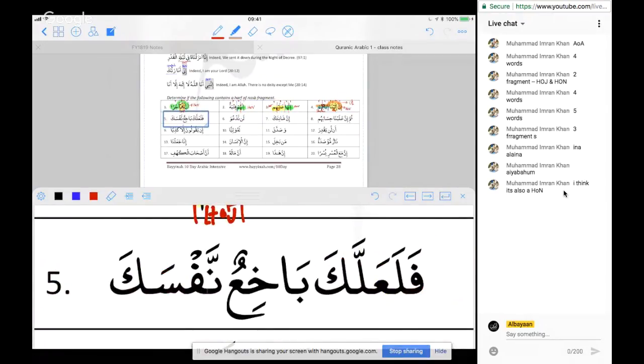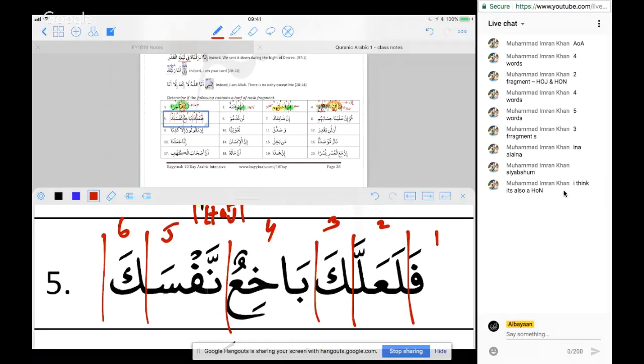فَلَعَلَّكَ بَاخِعٌ نَفْسَكَ. So here, what's happening? Fa is one word. It's a connector. La'alla is a harf of nasab, we know, right? Ka is an attached pronoun, third word. Ba'khi'un is another word, which is fourth. And nafsa is another word, which is fifth. And ka is another word, which is sixth. So there are so many words operating here.